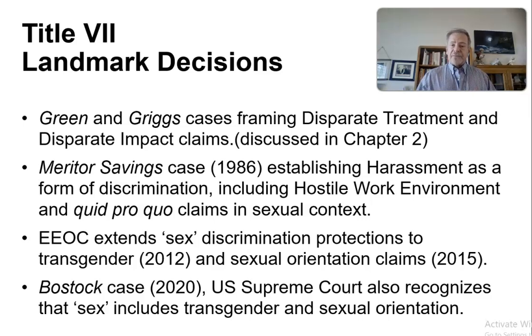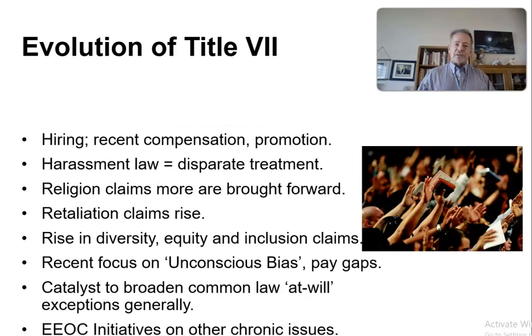Green and Griggs framed the aspect of disparate treatment and impact claims. That's in Chapter 2. The Meritor Savings case established harassment as a form of discrimination to create a hostile work environment. And really, the EEOC extends sex discrimination to protections in transgender and sexual orientation claims. That is out there. Okay, you'll also see that the Supreme Court extended the word sex to cover people of same-sex marriages as part of that. So you have a couple things in what it really comes down to. Sexual orientation is also included here.